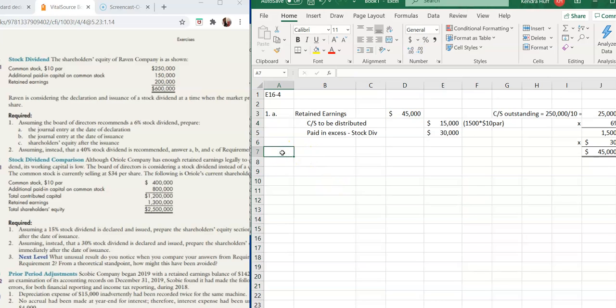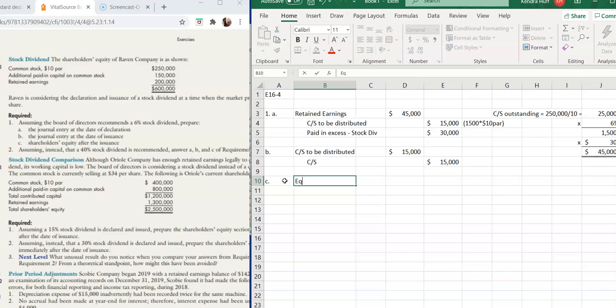All right, the date of issuance. It's just going to be common stock to be distributed and common stock. And then the last one, they want to know what equity would be afterwards. So it's going to be the common stock. I'm not writing all this stuff out.